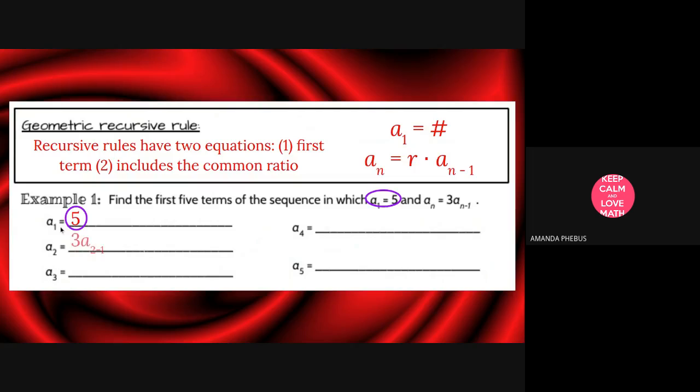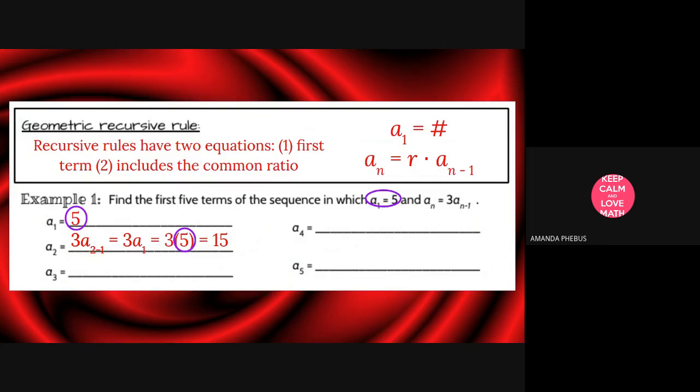A sub 2, we're going to plug a 2 in for n here and for this n over here. So we're going to end up with 3 times a sub 2 minus 1. And then we're going to simplify that 2 minus 1 down. So that's really going to be 3 times a sub 1. And a sub 1 is that 5 that we got in the last answer. So we're going to just pull down that 5, and 3 times 5 is 15. So the second term is 15. And yes, that 5 is the same as the very first 5 that we had. So our second term is 15, our first term is 5.